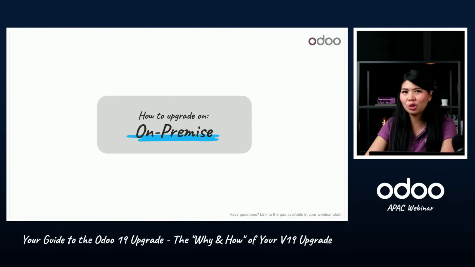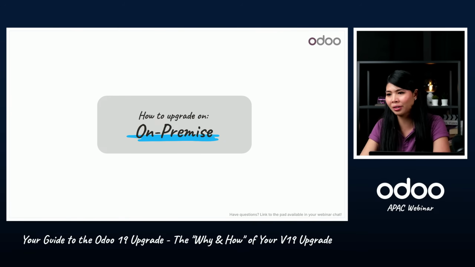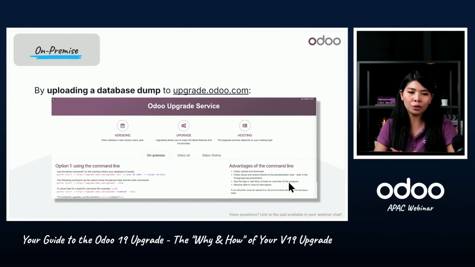Now we move on to our on-premise customers, or those that are hosted on their own servers or own cloud servers. We start, of course, by uploading a database dump to upgrade.odoo.com. Now, I feel like I have to start this off by maybe explaining what a database dump is. It's basically just your standard code.